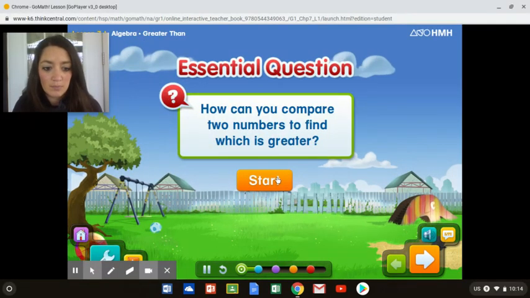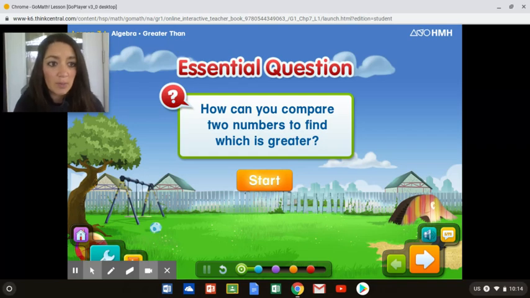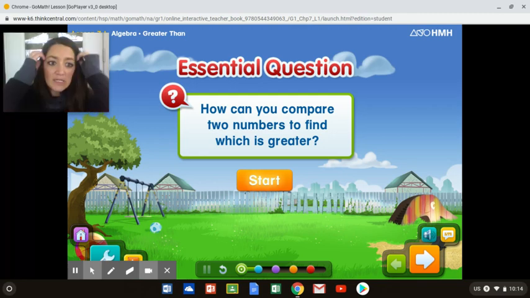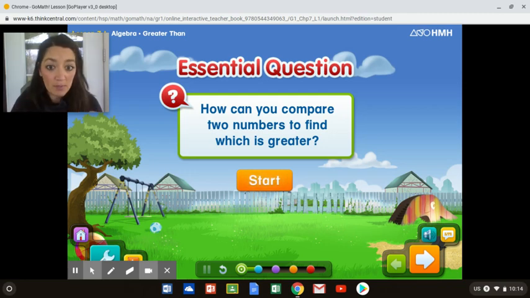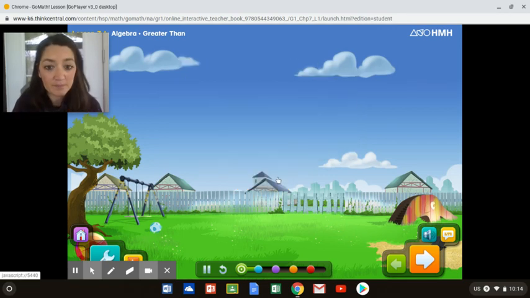How can you compare two numbers to find which is greater? Okay, so let's think about that. We're comparing two numbers. What that means is that we're looking at two different numbers. So we want to find which one is greater. Does anybody know what the word greater means? Think about that. So greater means the larger number, the bigger number. We're going to compare two numbers and find the one that's bigger, greater.